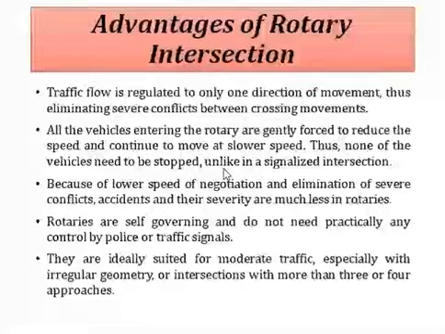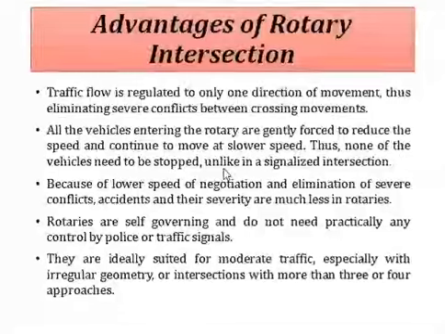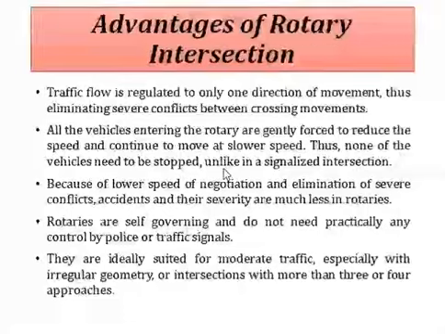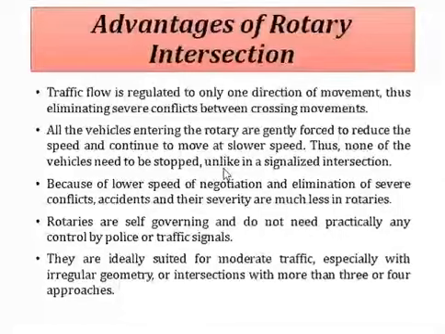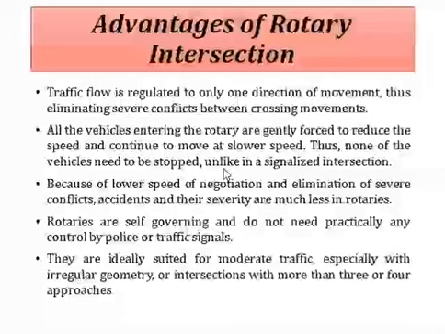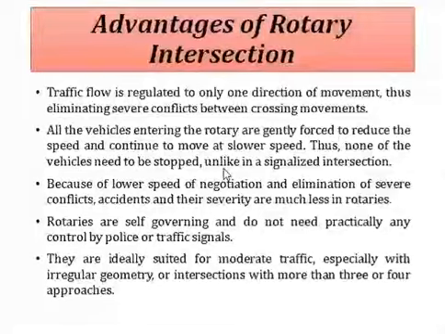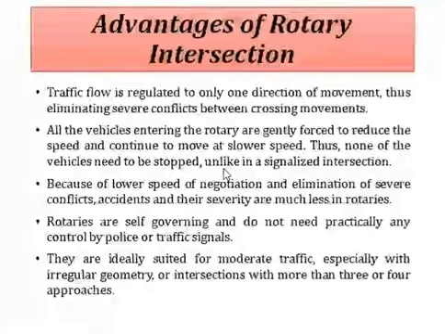Second, all the vehicles entering the rotary are gently forced to reduce their speed. Thus, due to reduction in speed, the accident severity is reduced and there is no need of stopping of vehicles as well. The rotaries are self-governing, hence there is no need of any traffic constable or traffic policeman, or any traffic signal on a rotary. The rotary is ideally suited for moderate traffic, especially in irregular geometry or intersections with more than 3 approaches.